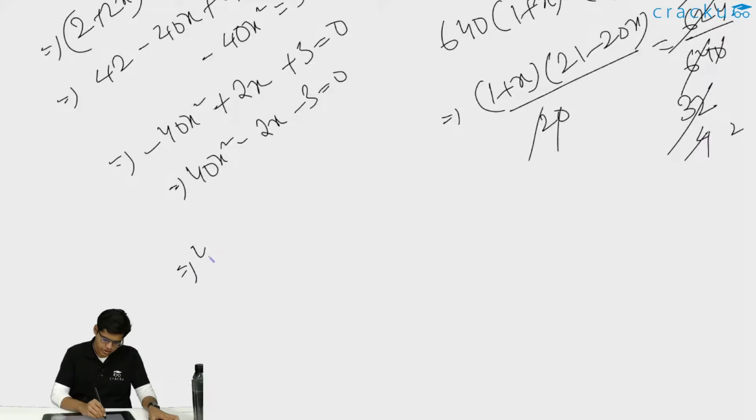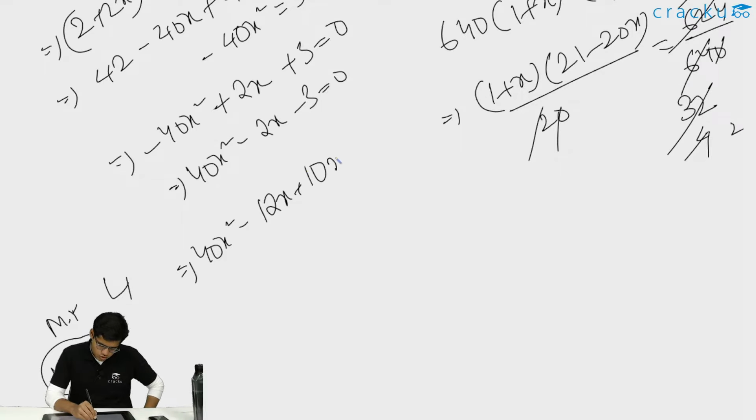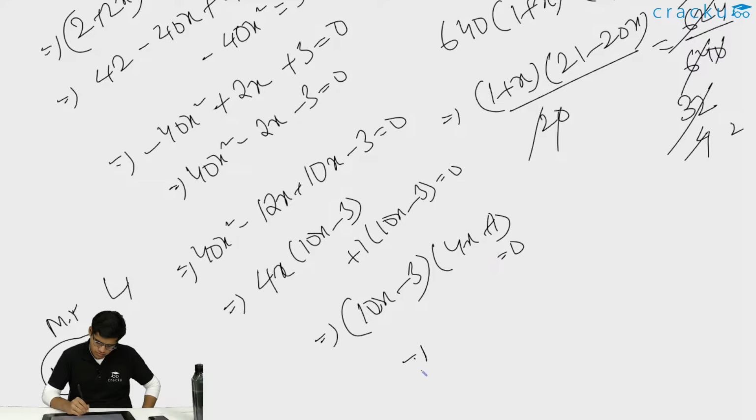Or I can write 40x square minus 12x. Now we will do middle term factorization. 40 into 3 is 120. I have to get the difference as 2. So the only case is 12 into 10. 12 into 10, product is 120 and difference is 2. So 40x square minus 12x plus 10x minus 3 equal to 0. Or 4x into 10x minus 3 plus 1 into 10x minus 3 equal to 0. So 10x minus 3, 4x plus 1 equal to 0, or x equal to 3 by 10.